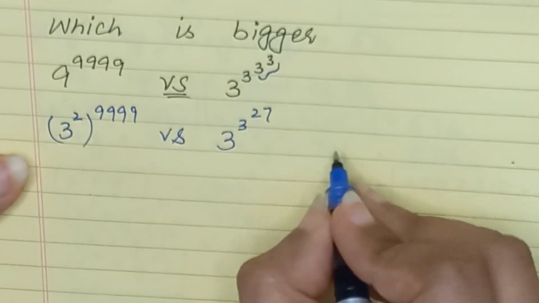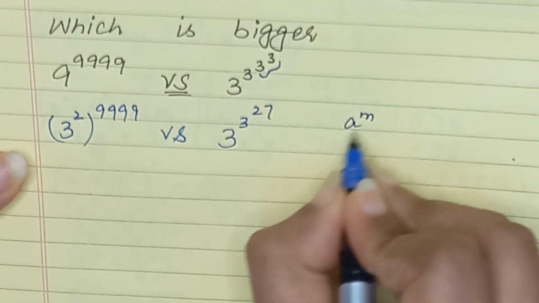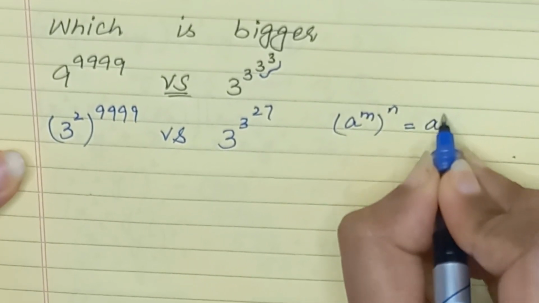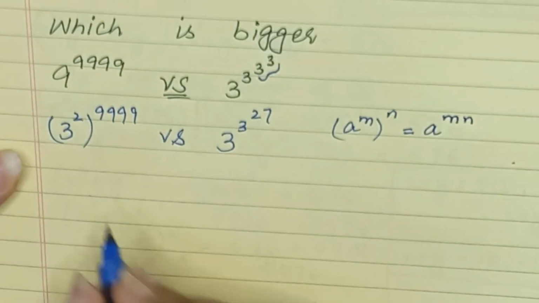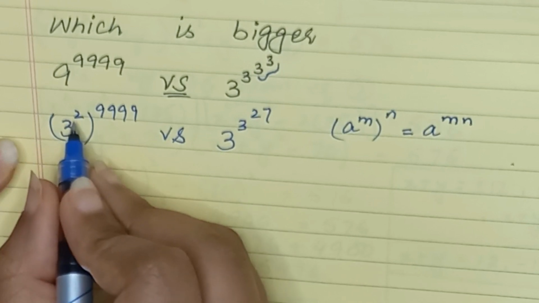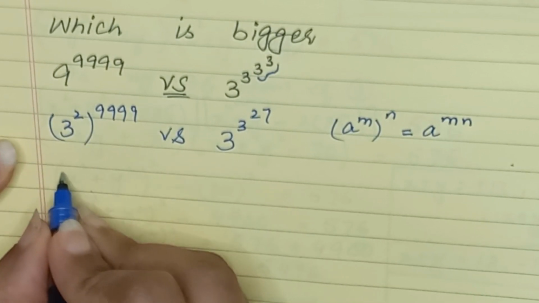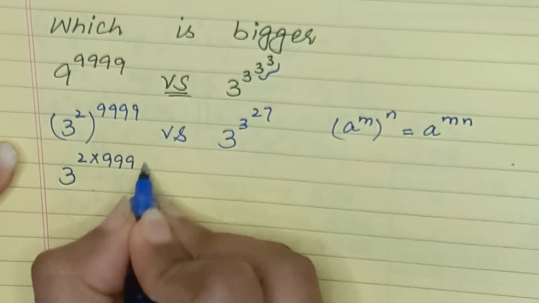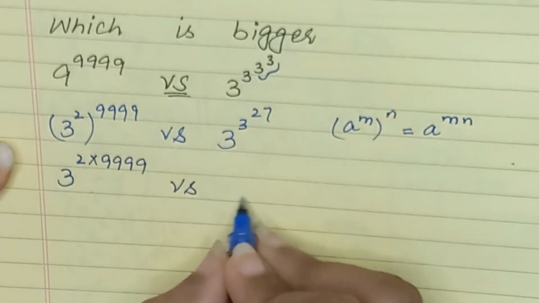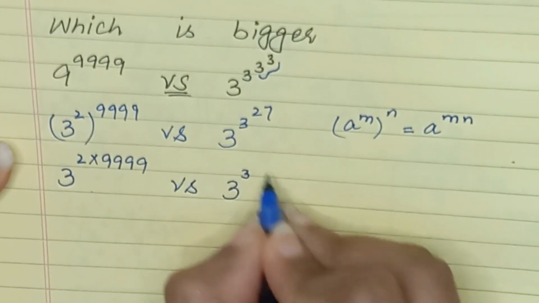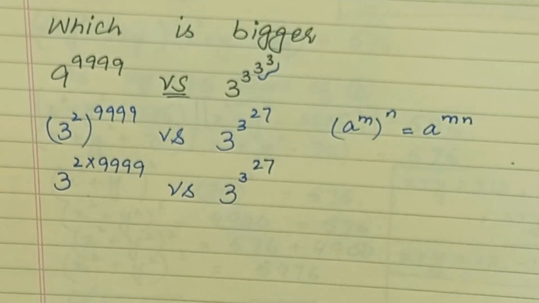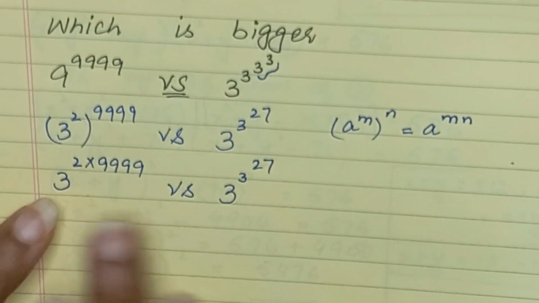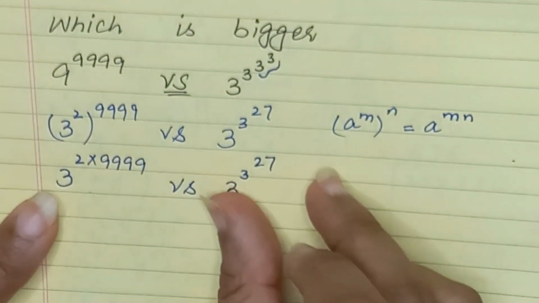So from here we know that a raised to the power m, its whole power n, is equal to a raised to the power mn. So we can write 3 raised to the power 2 whole power 9999 as 3 raised to the power 2 multiplied by 9999, and the other is 3 raised to the power 3 raised to the power 27. Now you can see here we have the same bases, so we will compare its powers now.